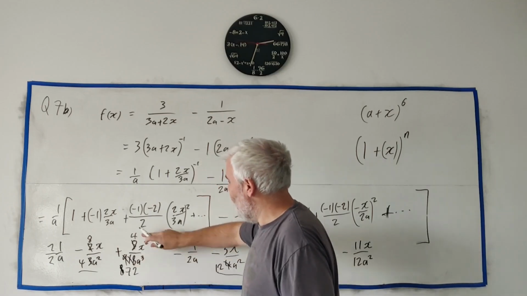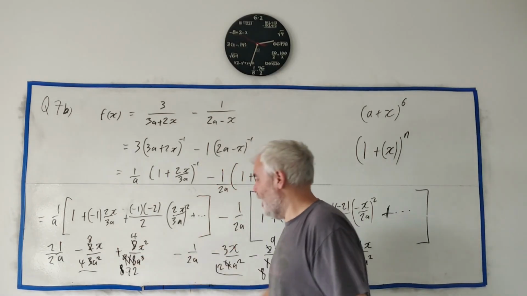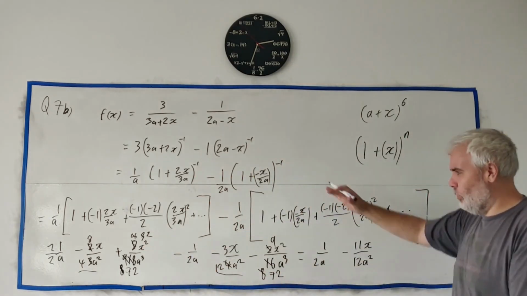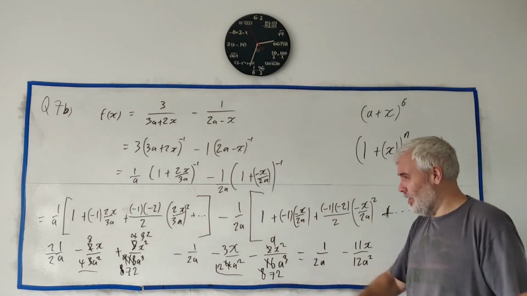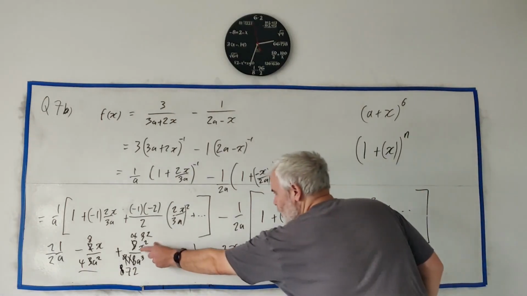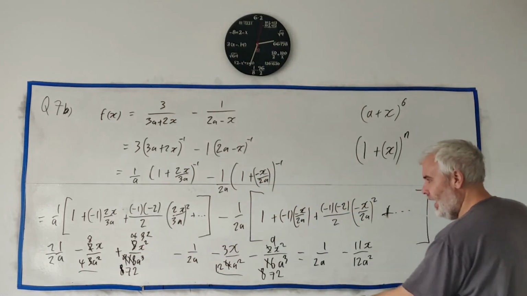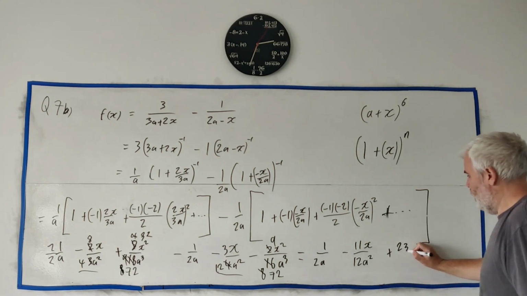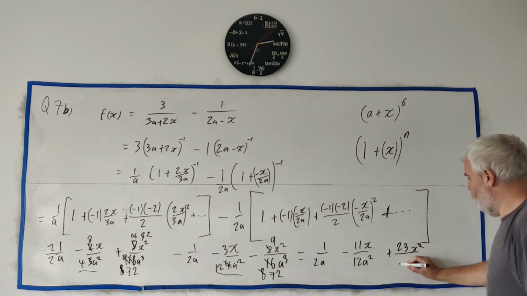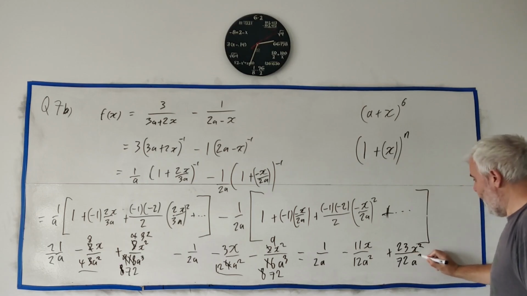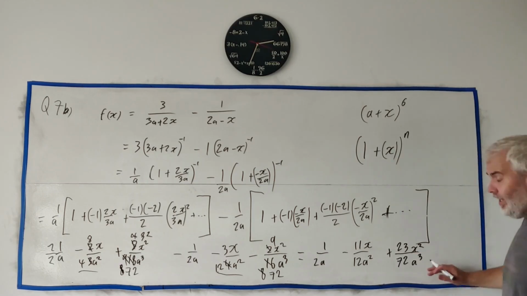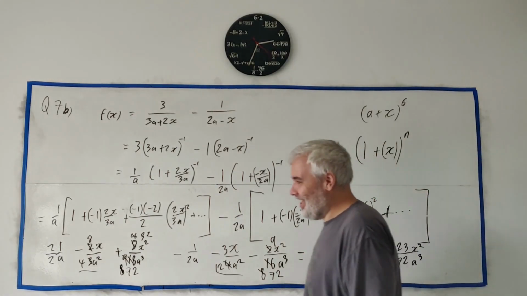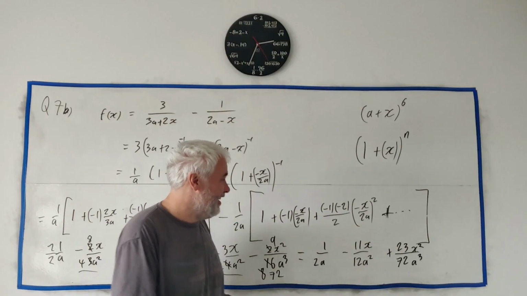Sorry, 72. Multiply 4 by 8, we get 32. I'm sorry, that's a bit messy. I've run out of room. You could do this in multiple lines. We have 32x squared here, and minus 9x squared, that's 23x squared, all over 72a cubed. And that, as far as I'm aware, I have checked the marking, is the correct answer. It's a messy answer, but it is the correct answer.